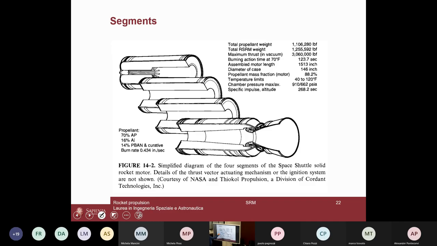You also see here that you have a star on top, and a conical shape on the lower part. So the grain design, once more, is something that allows you to get the thrust profile you desire. Of course, you have to design it in advance. You cannot control it during flight. This is one of the limits of solid propulsion that has to be underlined.